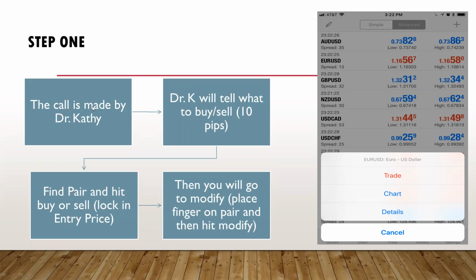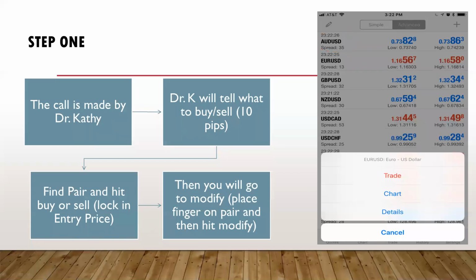I will call out a trade. This is a call that I make. I would say buy or sell AUD USD for 10 pips. You go over here, you find the pair. You go over here, you find which pair I'm talking about. You click on it, then you click trade. And once you click trade, you go in and you hit buy or sell. And then you go back and you'll be able to modify the pair.